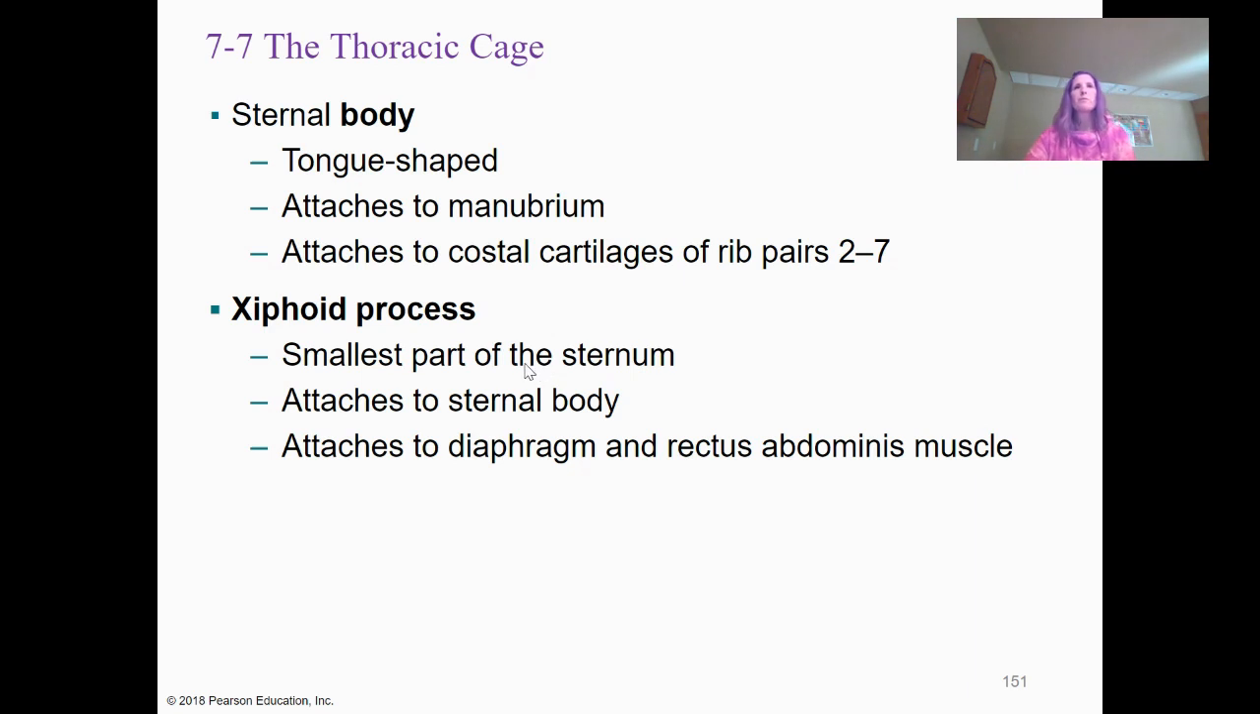The xiphoid process is the smallest part of the sternum. It's going to be lower at the end. It attaches the diaphragm and the rectus abdominis muscle. In CPR, you probably learned, for giving CPR compressions, to palpate and find that as a landmark before you start doing compressions. Often, some people, if they're trying to save someone's life, that xiphoid process can be fractured.